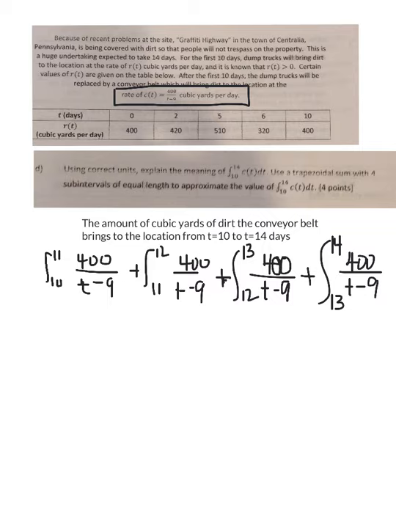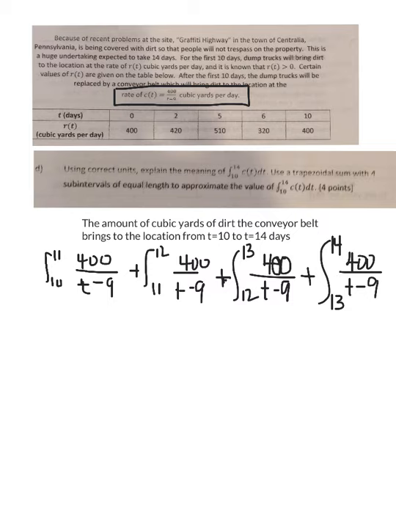I broke 10 to 14 down in units of like a difference of 1. So 10 to 11, then 11 to 12, then 12 to 13, then 13 to 14. So I've got 1, 2, 3, 4 subintervals. Okay, then the next thing I did was I just went up here and I looked at the equation, and all I did was I wrote that in here. I'll explain what I'm going to do. The rest really isn't that bad.